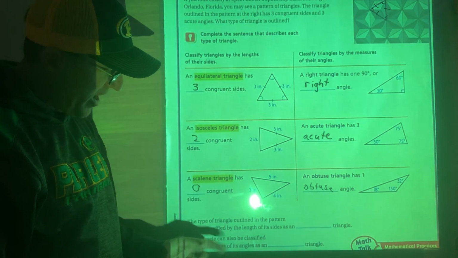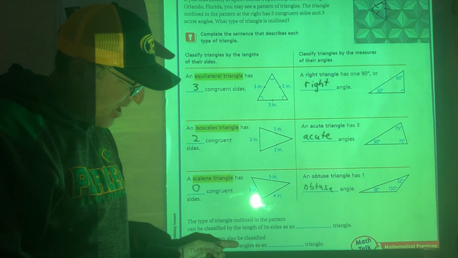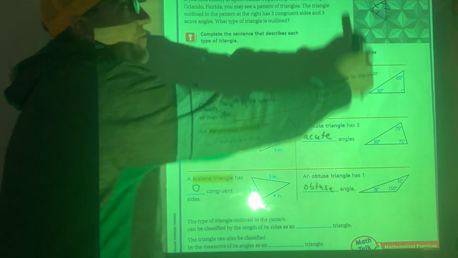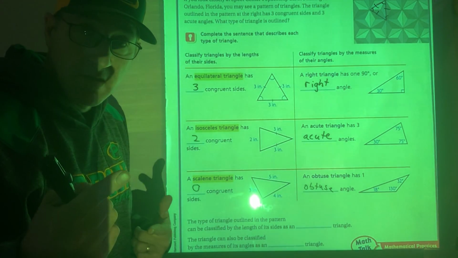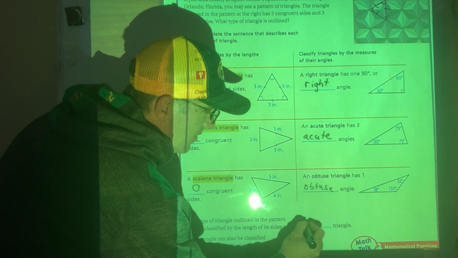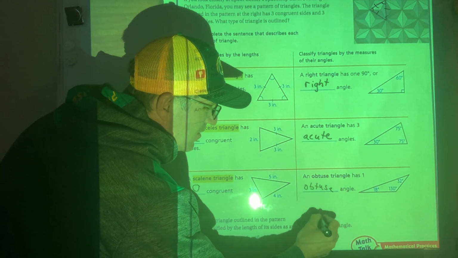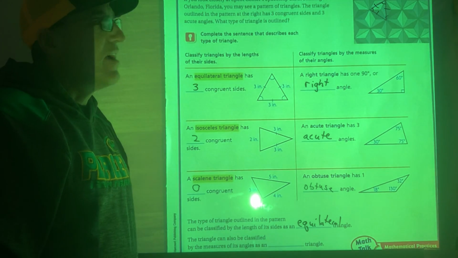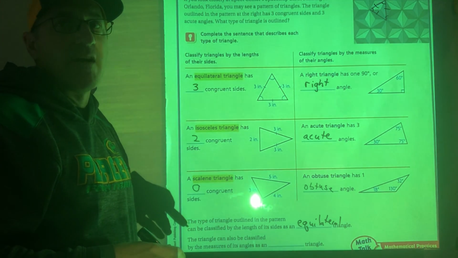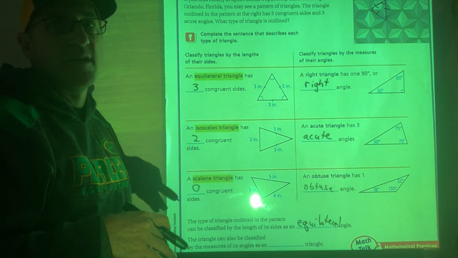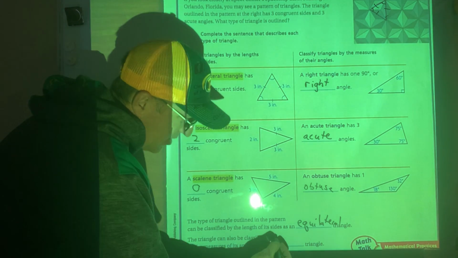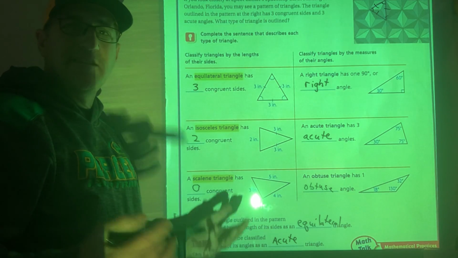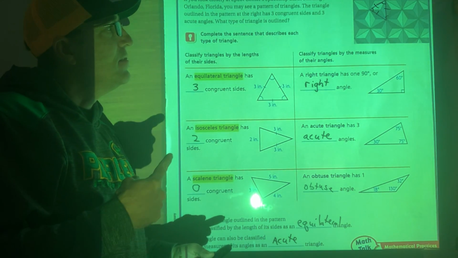So the type of triangle outlined in the pattern can be classified by the length of the sides as, and what kind of triangle if all of them are equal? Equilateral, right? And every single equilateral triangle that you're ever going to get is going to be acute. Okay, you can't do it any other way. So this is going to be acute. All right, easy peasy, classifying triangles. Next page coming up.